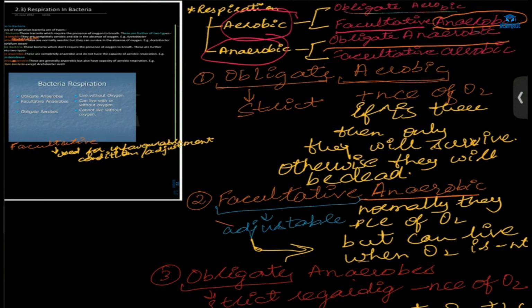Then we have facultative aerobic bacteria. These bacteria can live in adjustable conditions. When there is air, when there is oxygen, they will be very, very content and happy. Even if there is no oxygen, they can adjust. They will not die completely. Okay, got it, Riya? Yes, ma'am.